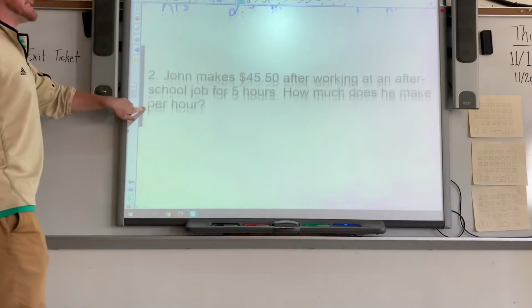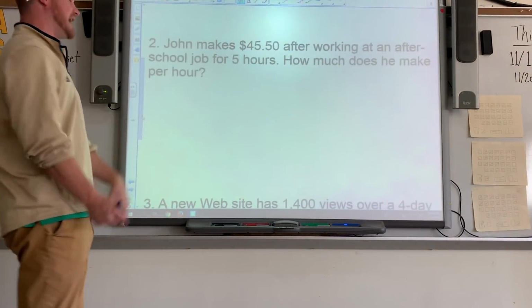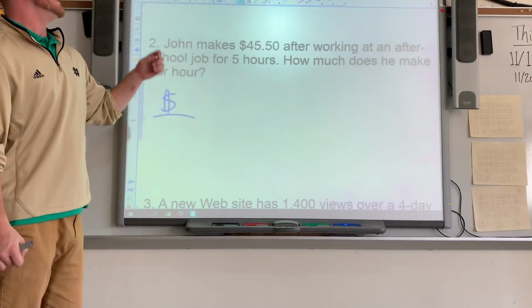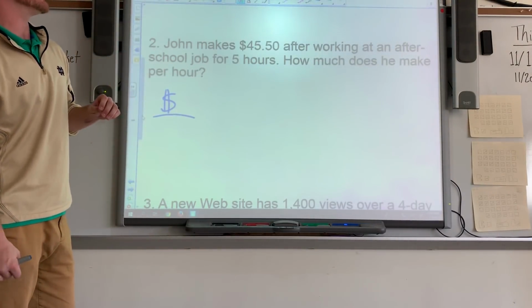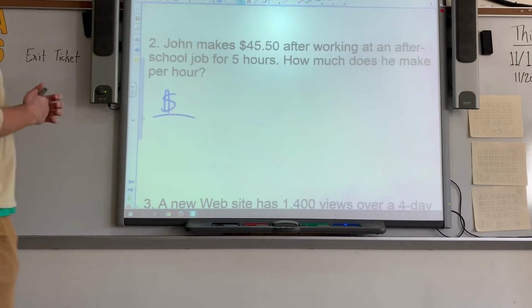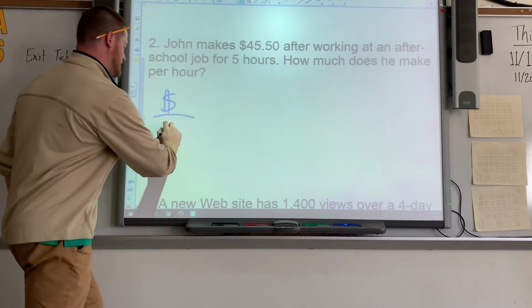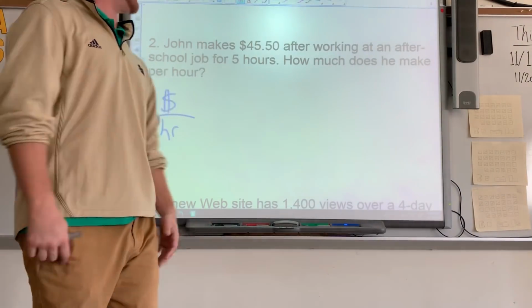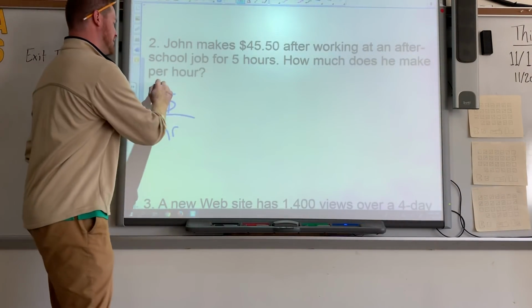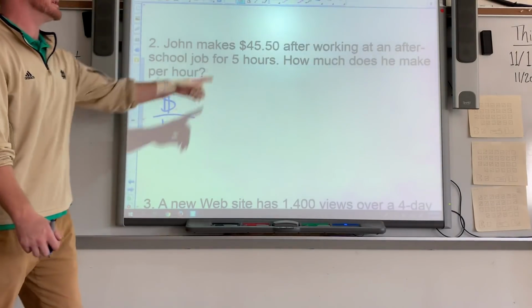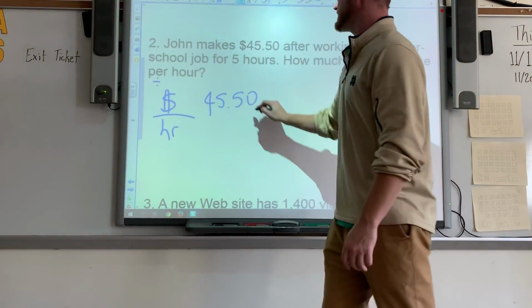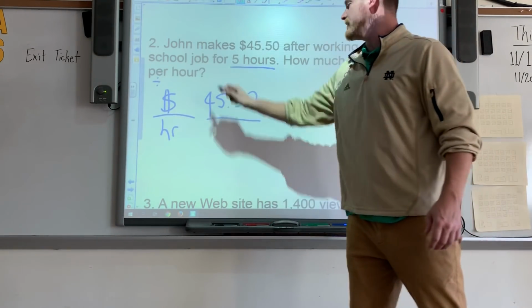The next one, I see a dollar amount. I'm going to get in the habit of just putting money on top. Money is the number, money over everything. So we have money, $45.50 after working at an after-school job for 5 hours. So I know basically it's going to say, what is his hourly wage? Something per hour, we're going to be divided by hours. Well, how much did he make? He made $45.50. In how much time? 5 hours.